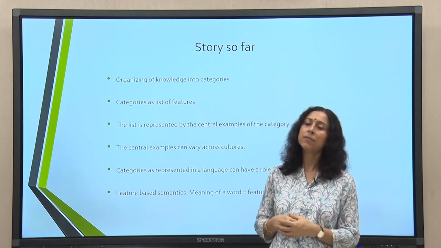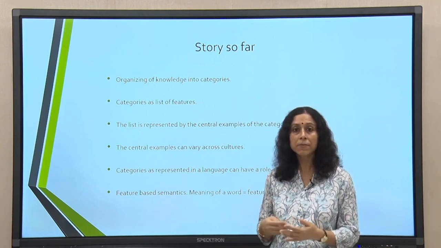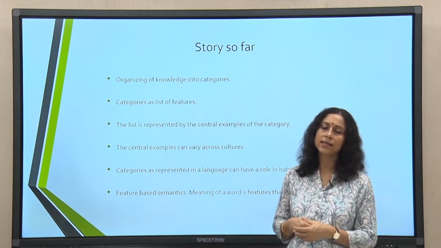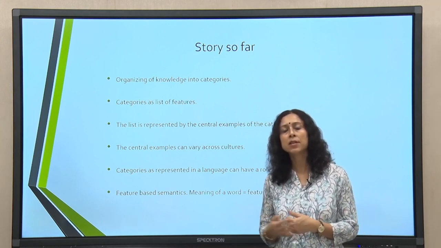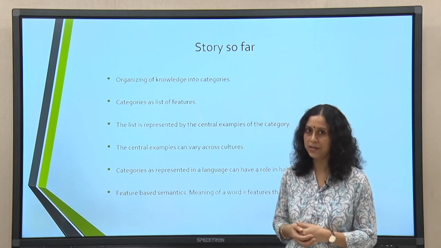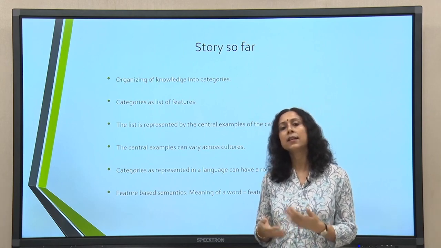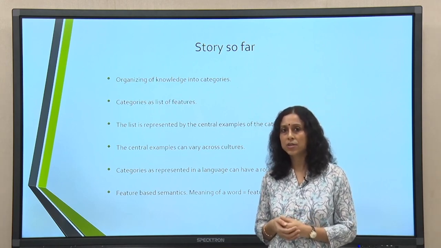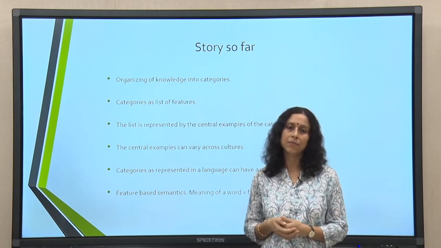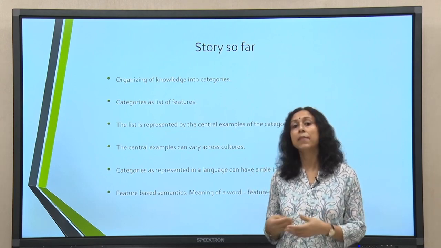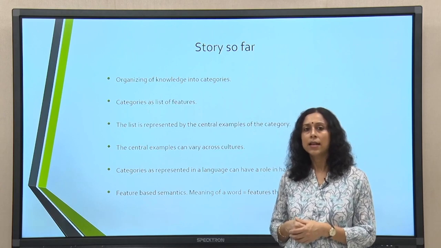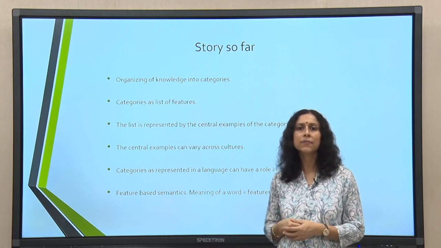So, the central member of a category is the prototype of that category, but it also has the flexibility of having members who do not share all the features. So, there is a category like game, which has some good examples, some not so good examples, some bad examples, and so on. And then, but even then, there are some features.